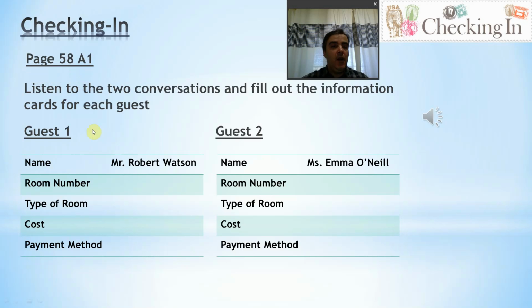So the information we're looking for, well, we already know the first part. The name is Mr. Robert Watson. We're looking for the room number, type of room, the cost, and the payment method. And the second guest is Ms. Emma O'Neill, and we're looking for the same information, the room number, type of room, the cost, and the payment method. So everybody should listen carefully and fill in the information.